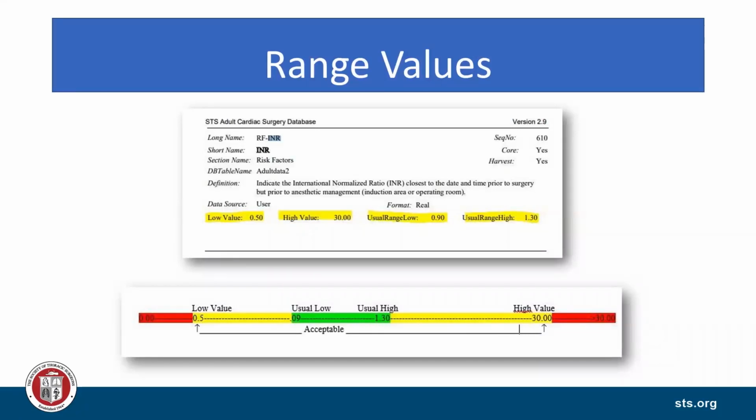The range value question. I believe this was a January webinar where we had talked about range values, low values, high values, and usual range values. And there was some confusion on what is acceptable into the database and what is not acceptable into the database. So I just want to provide a little bit more clarity on this. I took INR as an example because we have all of these values available. And this is in the training manual, but I wanted to walk through it.